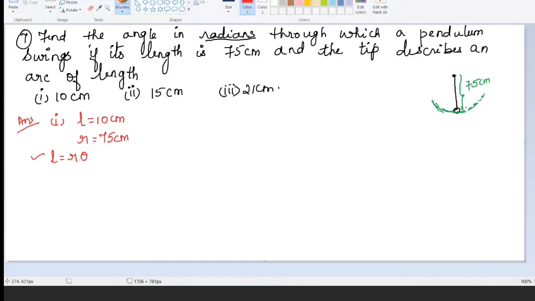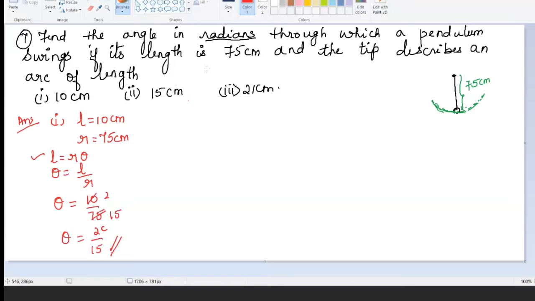What is theta I want? Theta is equal to L by R. In the first case, theta, that is the angle, is L, 10, by 75. Five 2s are 10, five 15s are 75. So you are getting theta is equal to 2 by 15 radians. This is your first answer.